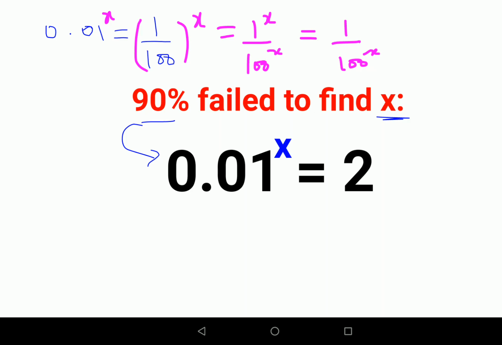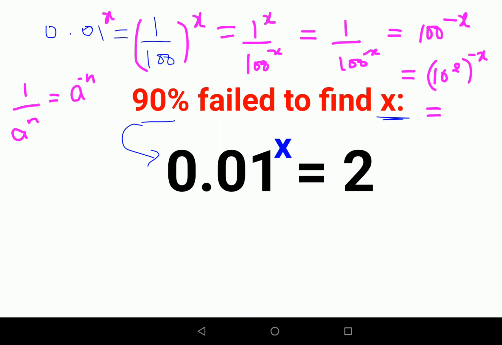But a very important thing we can do over here is, see, 1 upon a raised to n can be taken in the numerator by writing this as what? Negative index. So this can also be written as 100 raised to minus x. Okay, or I can even write this as 10 square raised to minus x.